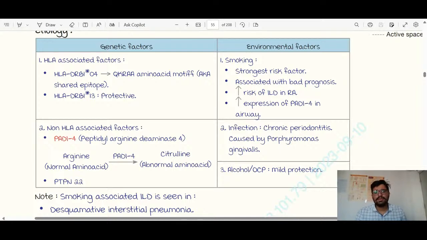Okay, guys. Or environmental factors like smoking, the strongest risk factor, associated with a bad prognosis and increased risk of interstitial lung disease in RA, with increased expression of PADI4 in the airway. Infection: chronic periodontitis caused by Porphyromonas gingivalis. So the teeth are also affected in this infection. Alcohol is also mildly protective, and OCP are protective environmentally.